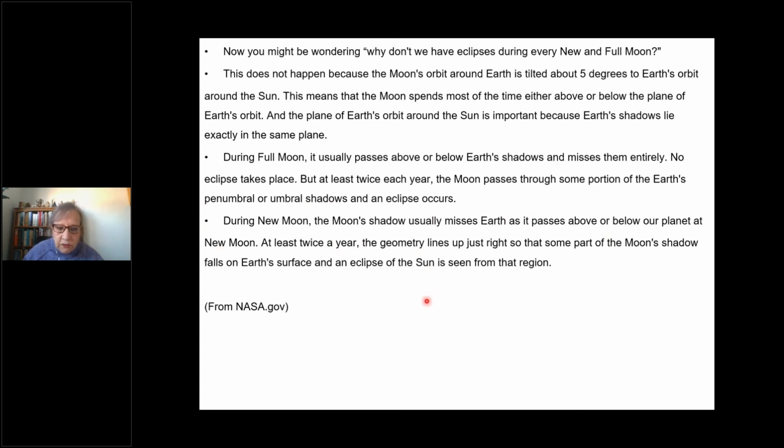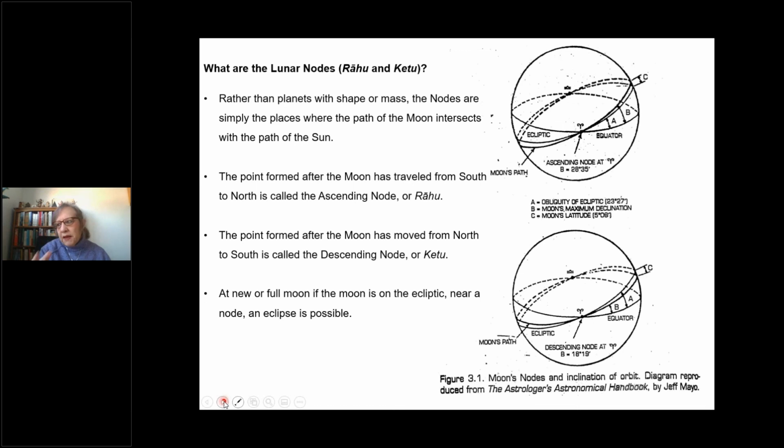During the new moon, it's the same thing. The moon's shadow misses the Earth as it passes above or below at the new moon. And then twice a year, the geometry lines up, so some part of the moon's shadow falls on the Earth's surface. And that's really why you don't get those eclipses all the time, but that they actually are coming with a lot of regularity. So that's why you can predict eclipses years and years in advance, because you actually can see those cycles with regularity.